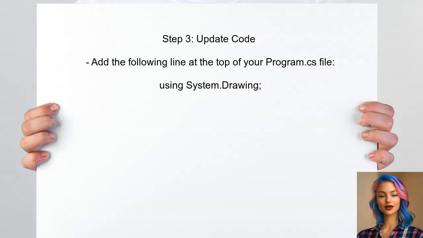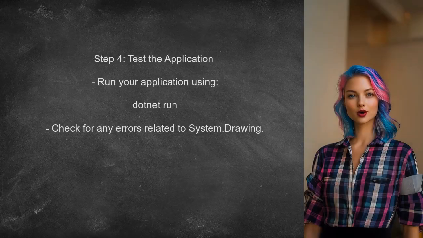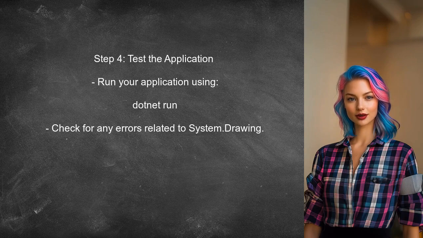After installing the package, the user should update their code to include the necessary using directive. This will allow them to access the drawing functionalities provided by the library. Finally, the user should test their application to ensure that the System.Drawing functionalities are now accessible and working as expected. This can be done by running the application and checking for any errors.